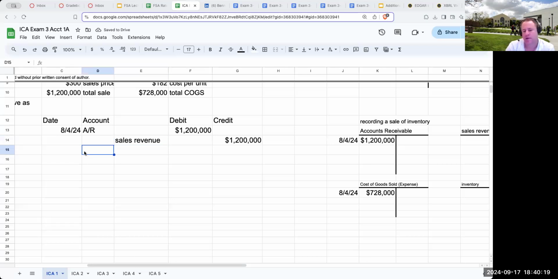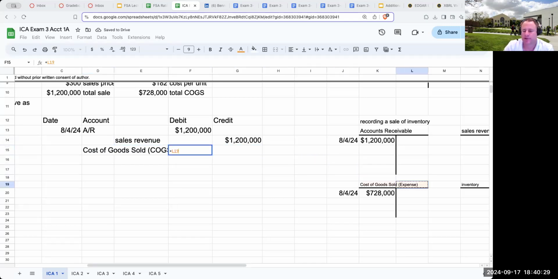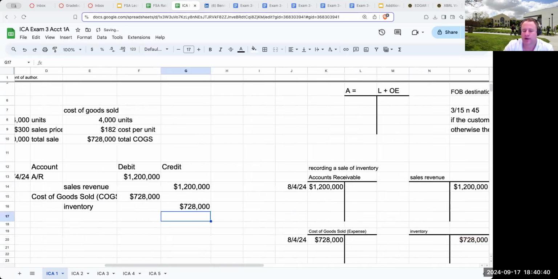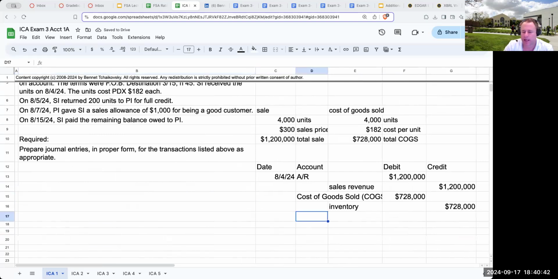Coming over here. Below this, I'm going to have cost of goods sold. My cost of goods sold is a debit of 728. That's an expense. I record expenses with debits. Inventory is going off of my books. I'm showing this over here as a credit for 728. And this is going to be to record the sale of inventory, right?